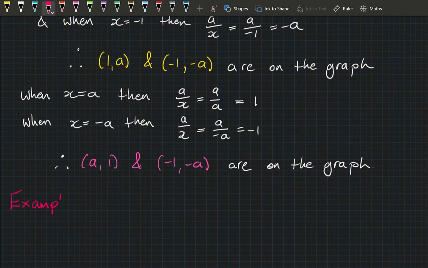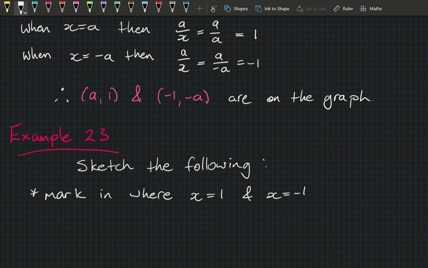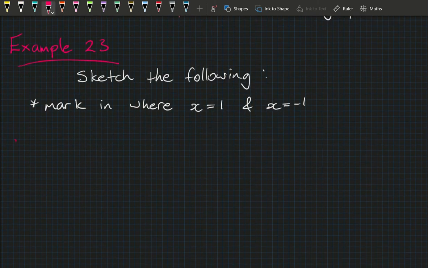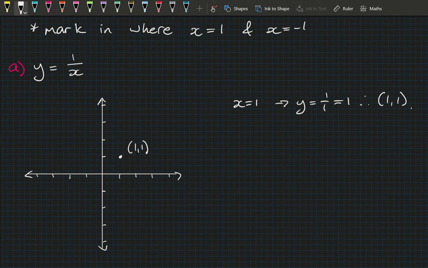Alright then, let's get on with example 23, where we're going to sketch the following hyperbolas and mark in where x is equal to 1 and x is equal to minus 1. So in part A, the hyperbola is y equals 1 on x. Now this is no different to what we did before, so I'm going to quickly paste in some axes. And let's take some notes that when x is equal to 1, y is equal to 1 on 1, which is 1. So that means we have the point (1, 1) on this graph, and let's mark that in. And similarly, when x is minus 1, then y is going to equal minus 1. So the point (minus 1, minus 1) is on this graph. And we should mark that in as well.